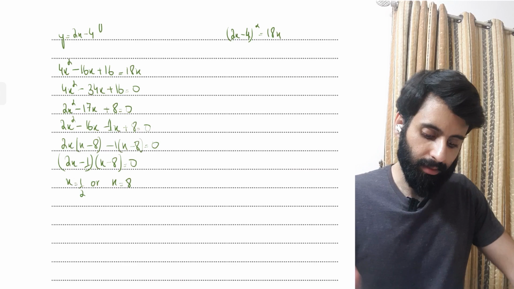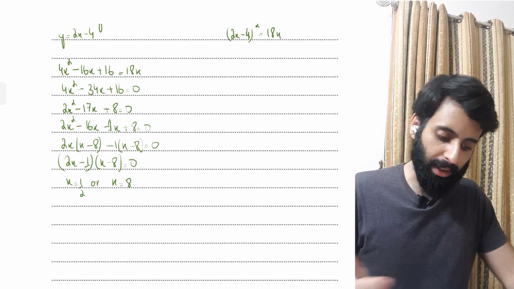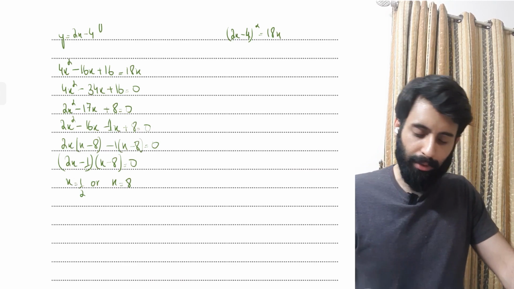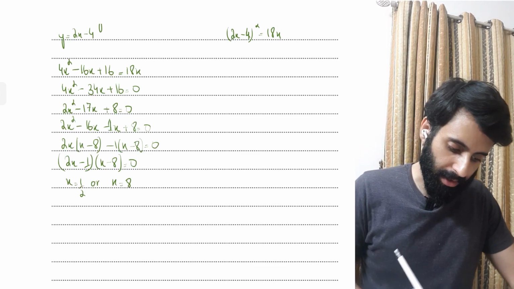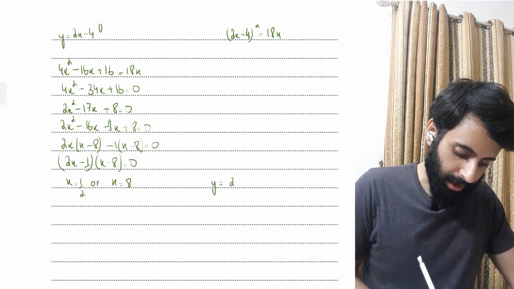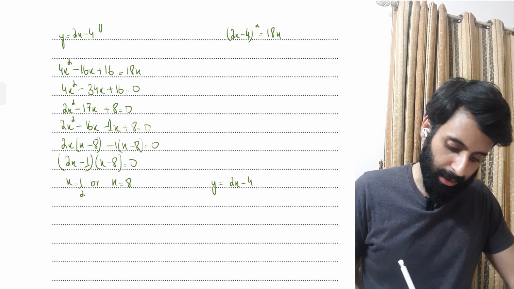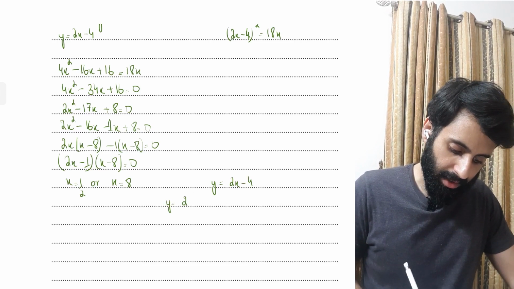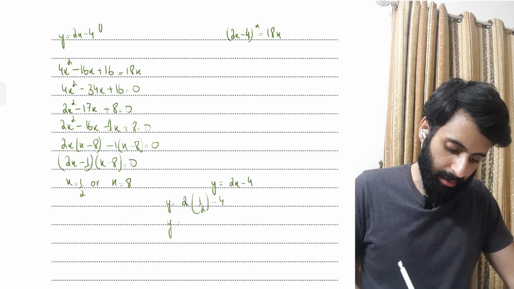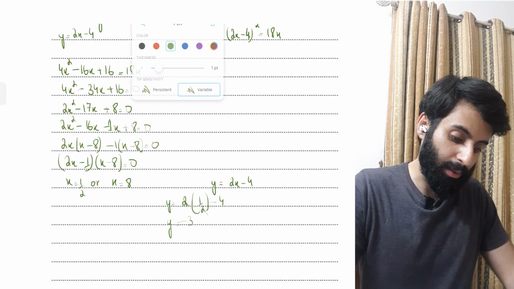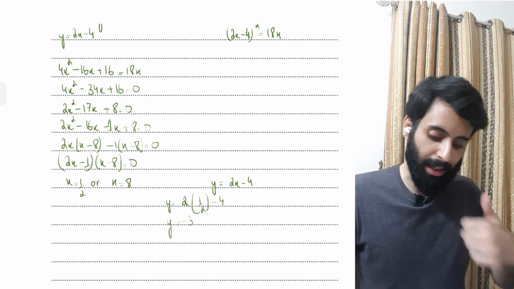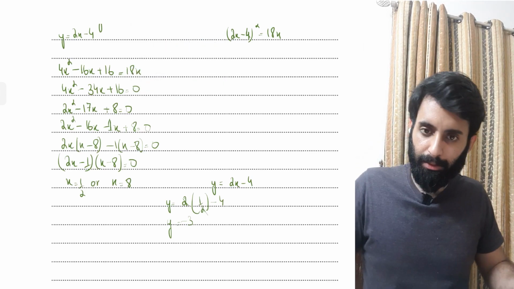Okay. Now if you remember, the question said that both x and y are positive. So although both the values of x are positive, now we need to see what the value of y is going to be. So if you remember, we made y the subject and we concluded that y is equal to 2x minus 4. So y is equal to 2 times half minus 4, which means y is equal to 1 minus 4, so that's minus 3. Now this is the value that you get when x is equal to half.